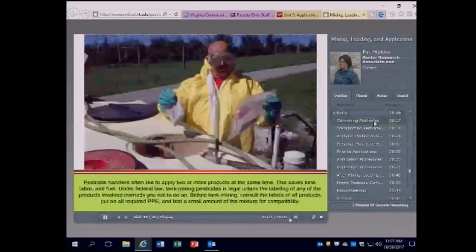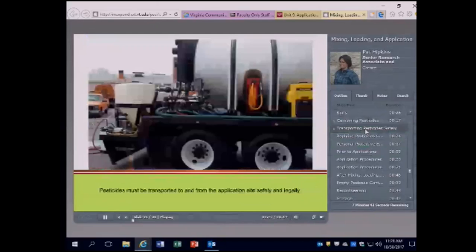If you plan to tank mix 2 or more products, check the label for any guidance that it provides about whether this is possible, and regardless, do a jar test to make sure that compatibility isn't going to be a problem. When you move pesticides from the mix load site to the application site, whether that's across the yard, across town, or across the county, make sure they're secure and you're doing it safely and legally.